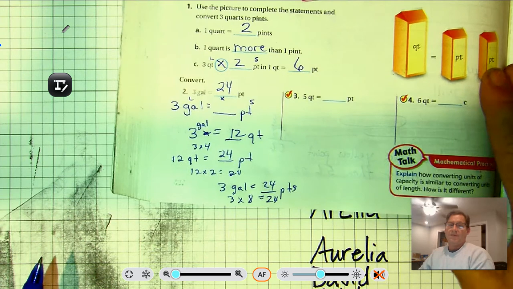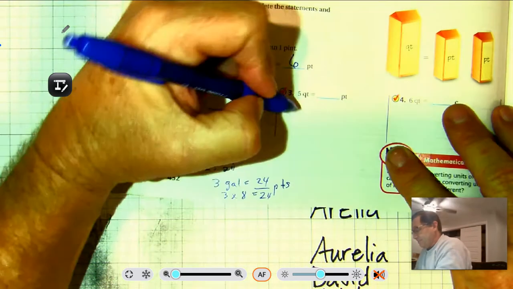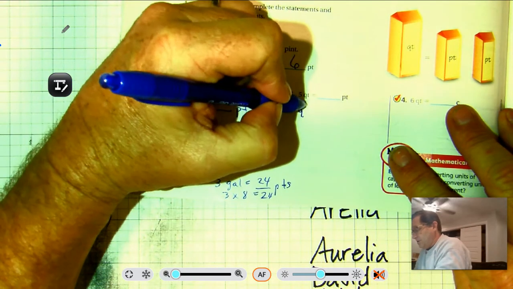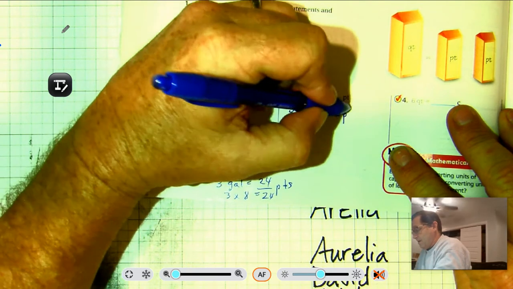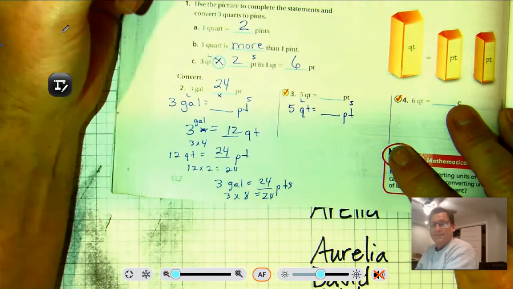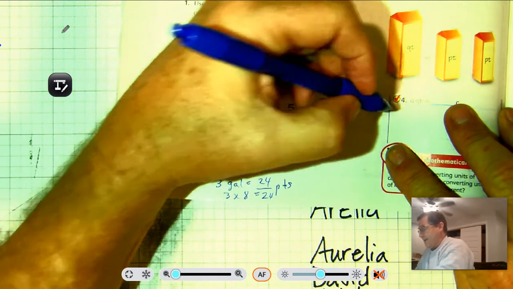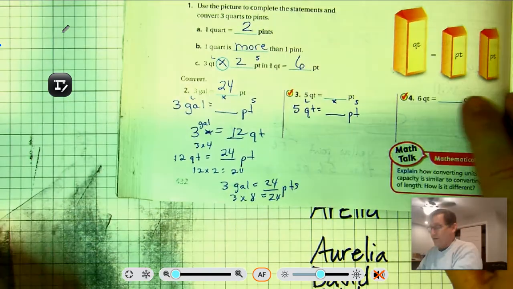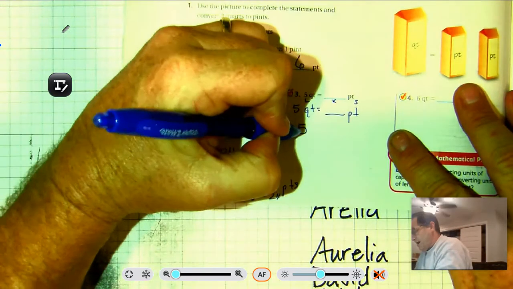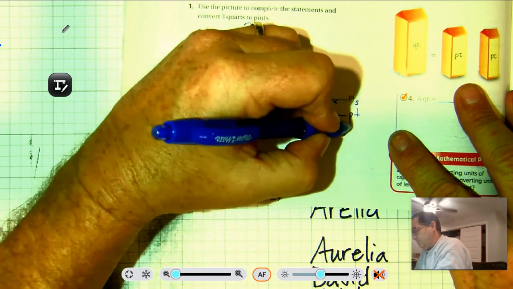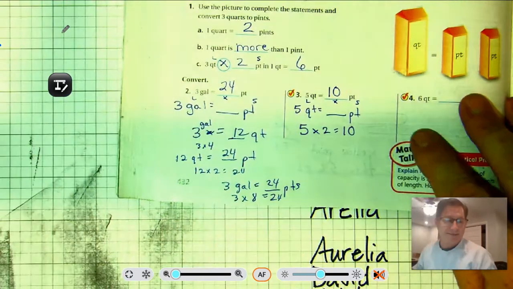Okay. All right, 5 quarts equals how many pints? Okay, this is a direct relationship, right? Quarts are larger than pints, so we're going to multiply. And it's 2 pints for every quart. So 5 times 2. So we're going to have 10 pints for number 3.